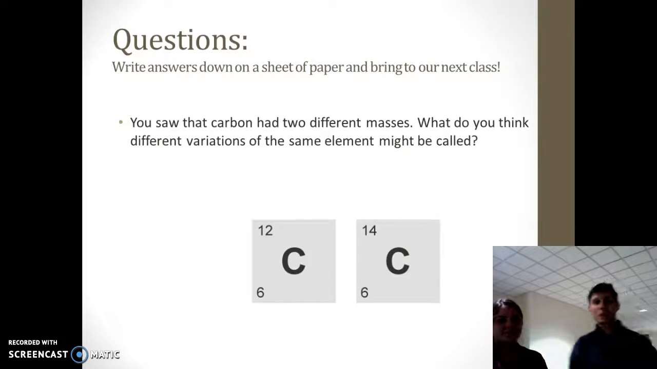All right, and the last question we have for you is, now we saw that the carbon had two different masses. What do you think different variations of the same element are called that have different atomic masses? Ooh, that's tricky. Well, maybe I can find it in the previous slides or research it? I bet you probably could. We may have given you a hint earlier, and if not, it doesn't hurt to do a little research to find that.